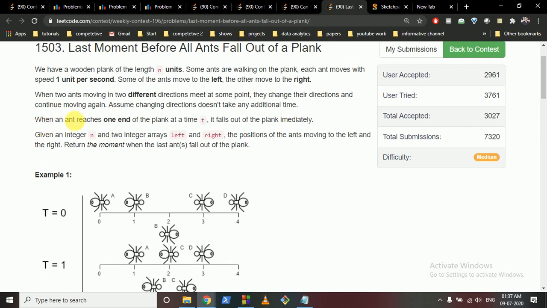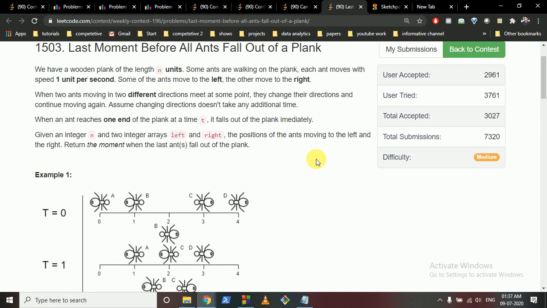When an ant reaches one end of the plank at time t, it falls out of the plank immediately. So there is a length of this plank, and if an ant comes to an end, it will fall out of the plank. Given an integer n and two arrays, left and right, the positions of the ants moving to the left and to the right, you have to return the moment when the last ant falls out of the plank. The last moment, when there is an ant on the plank, but it will fall out at that moment.